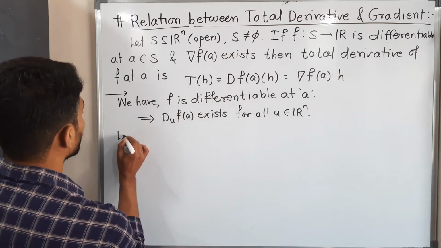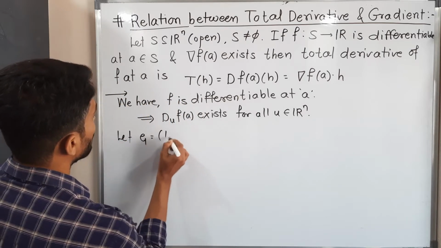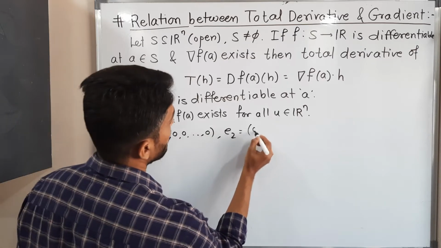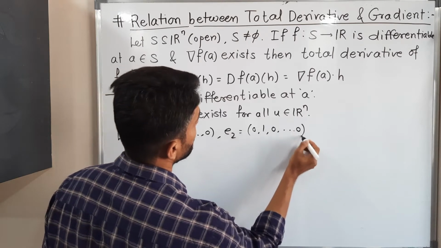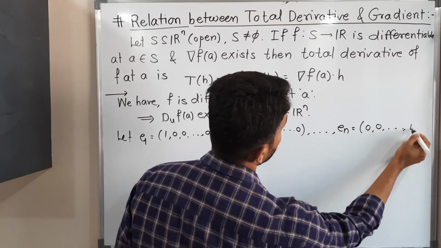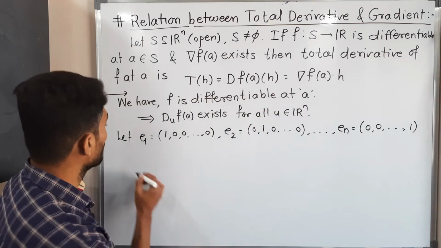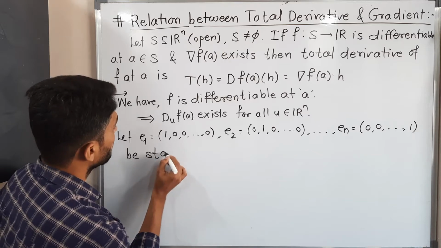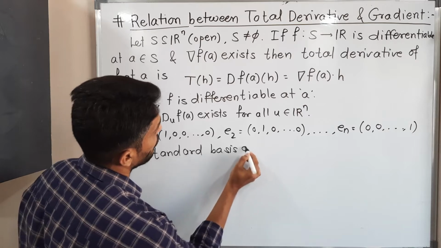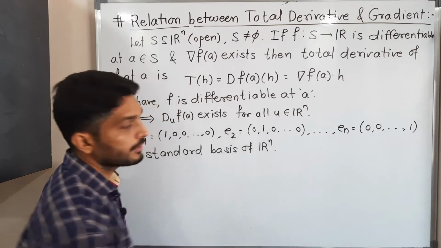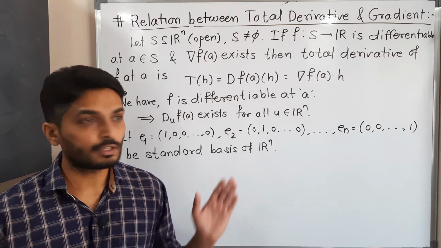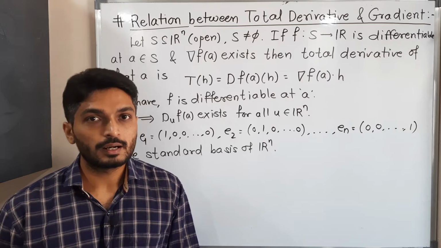Let e1 be equal to (1, 0, 0, ..., 0), e2 has its second component 1 and the remaining are 0, and so on, en has all components 0 except the last one, which is 1. This is the standard basis of Rn. I hope all of you are familiar with this basis from paper 2, linear algebra.